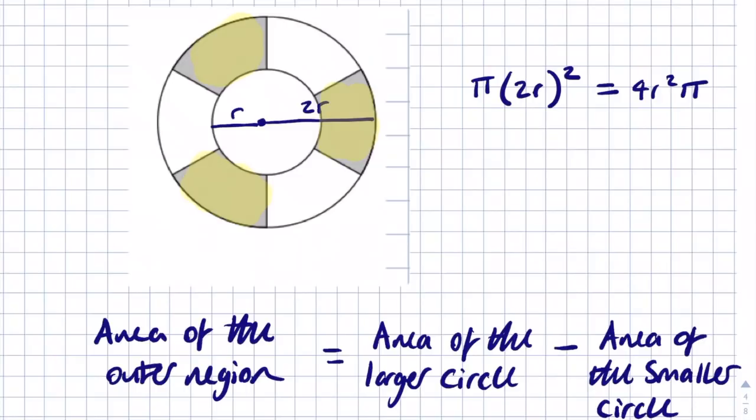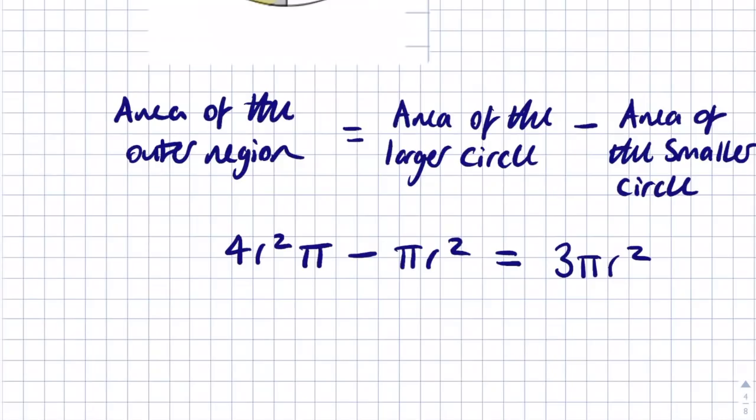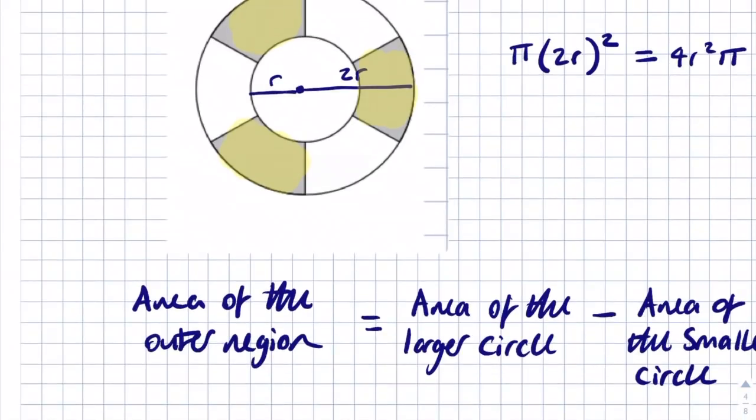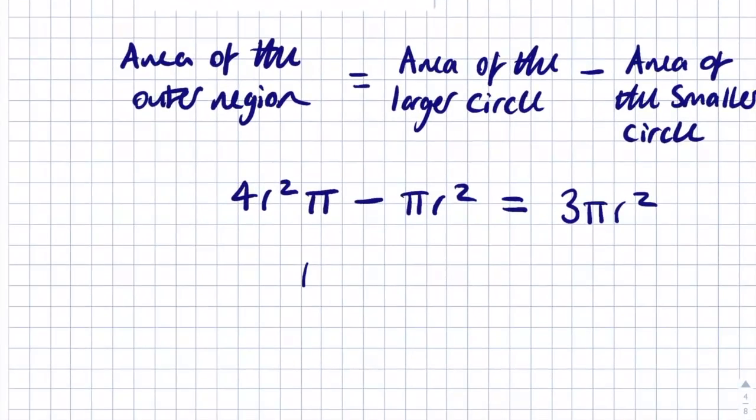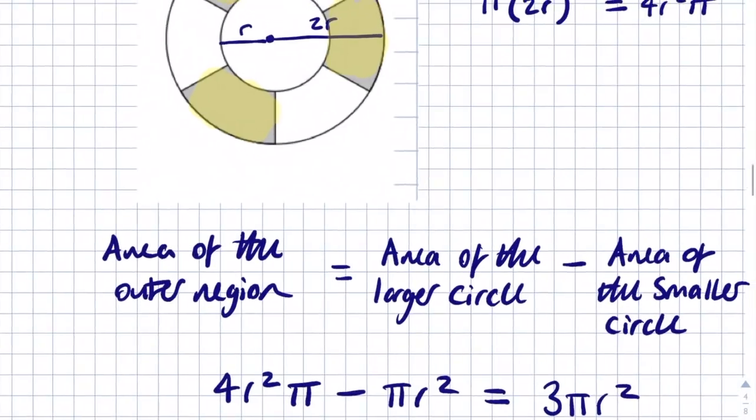But we know that the outer region has been split into 6 segments, in which 3 of those segments are shaded. So what we need to do is we need to say, well, half of the region has been shaded, 3 over 6. 3 out of 6 segments have been shaded. So we do a half multiplied by 3 pi r squared. We're then going to get 3 over 2 pi r squared, which is going to be the area of the shaded regions.